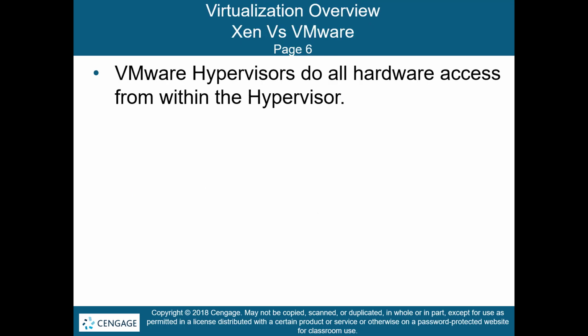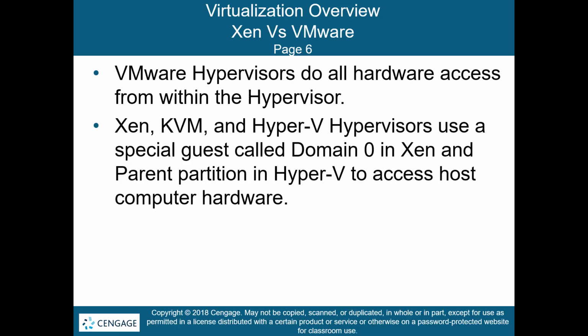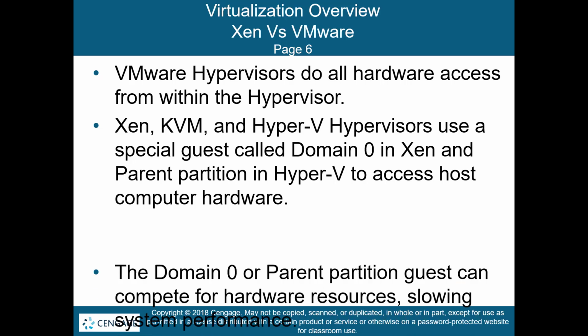Another difference between hypervisors is that VMware hypervisors do all their hardware access from within the hypervisor itself. However, hypervisors that are based on open source Xen and KVM, as well as Hyper-V hypervisors, use a special guest called domain 0 in Xen, or called the parent partition in Hyper-V. This special guest has access to the host computer hardware, so it actually performs the hardware access for the hypervisor and then returns the results to the virtual machine.